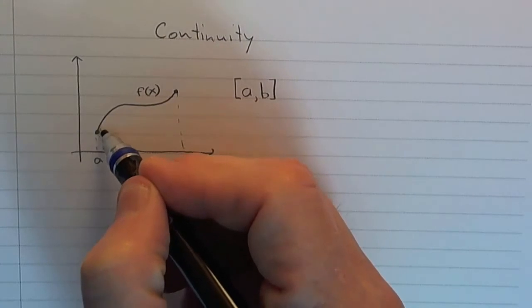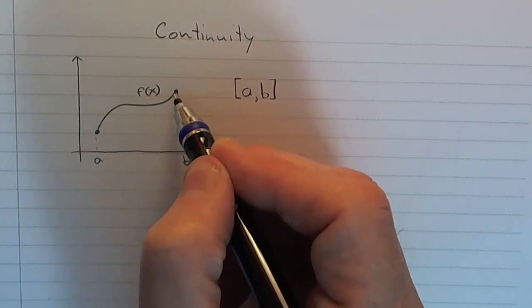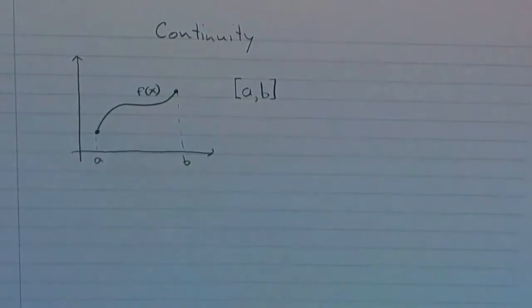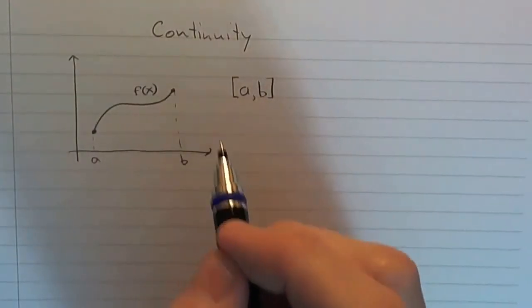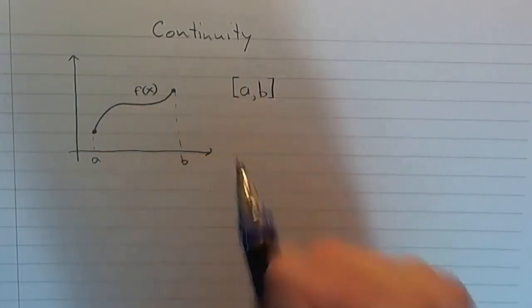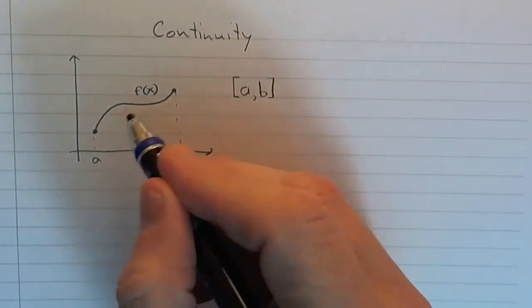I started here, including this point. I never raised my pencil, and I finished over here at B, and I would say, okay, that function is continuous on that interval. Well, we want to be a little more rigorous than that when we talk about what continuity is. Now, in fact, we're going to use limits.